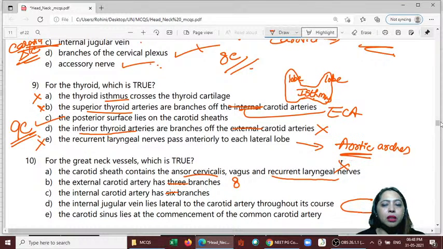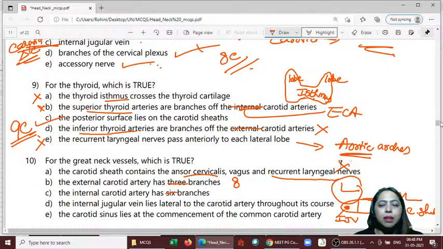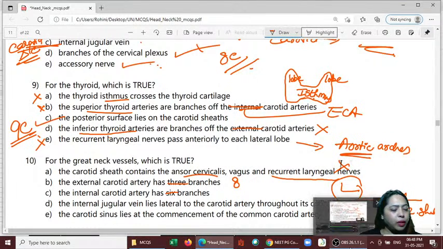So this is the sheath. This is lateral. This is medial. And this is the carotid sheath. And this is what you can see. The carotid artery, internal jugular vein. It is lateral. This is medial. And here will be the vagus. This is how they are present. All right.